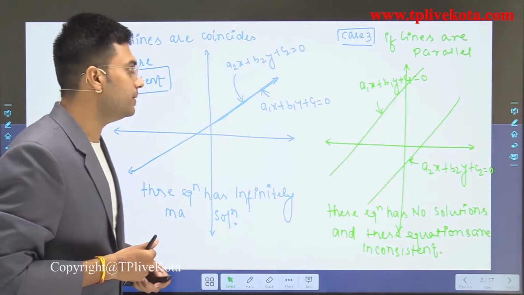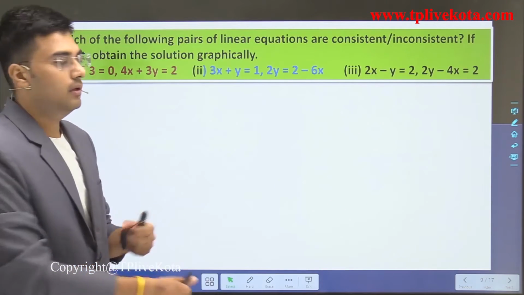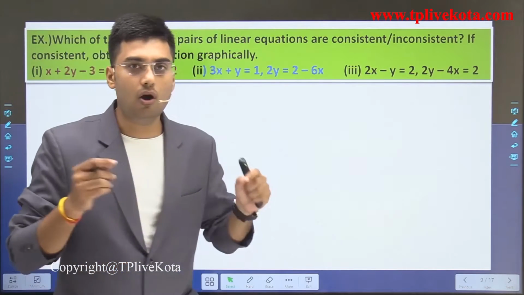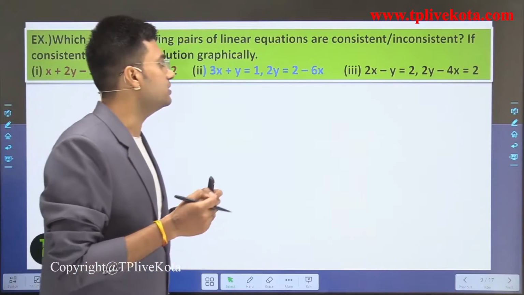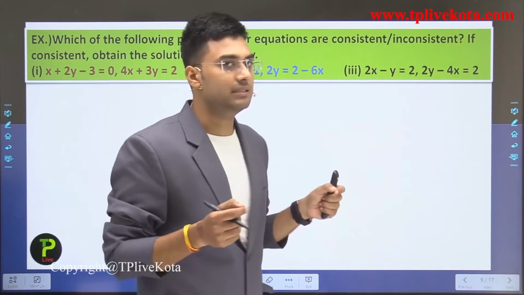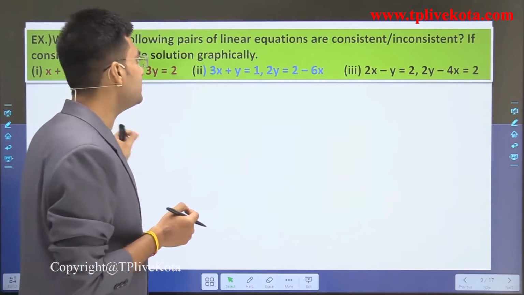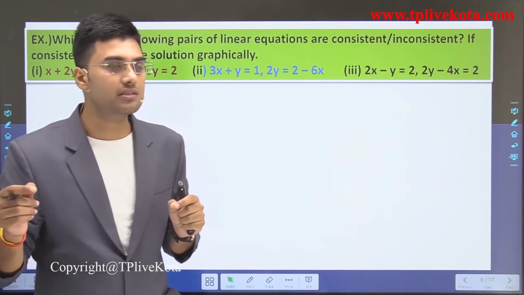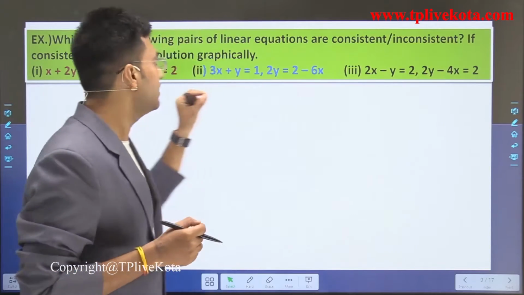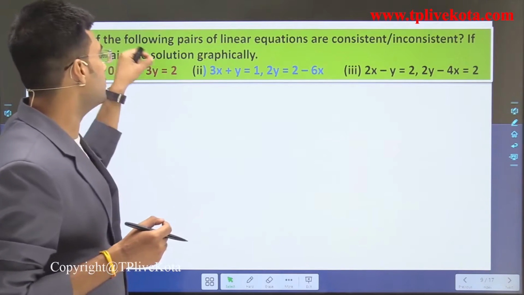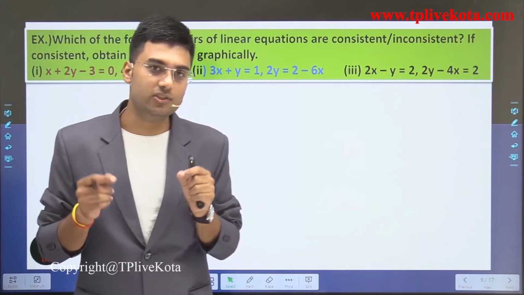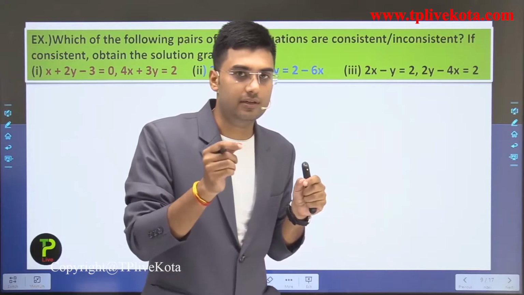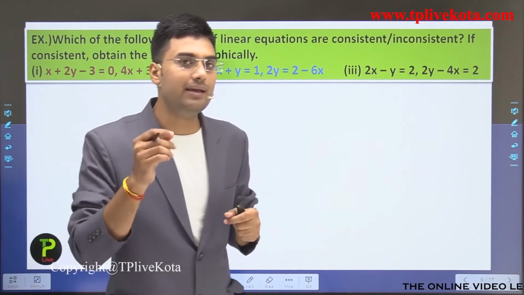And the first example is: which of the following pairs of linear equations are consistent or inconsistent? We have to identify among these equations which is consistent and which is not. If consistent, obtain the solutions graphically. And students, we know the meaning of consistent and inconsistent. So let's solve this question graphically.